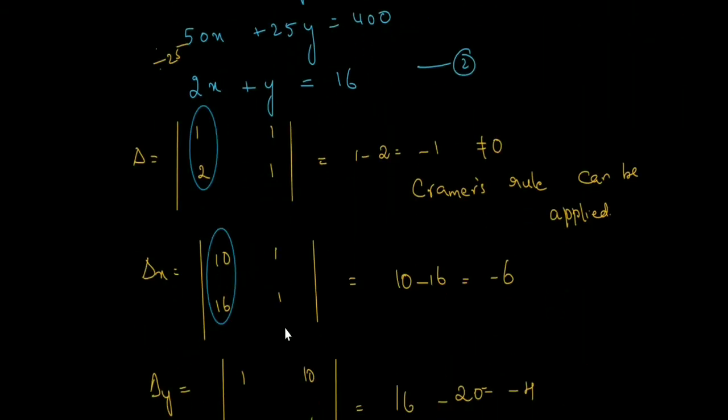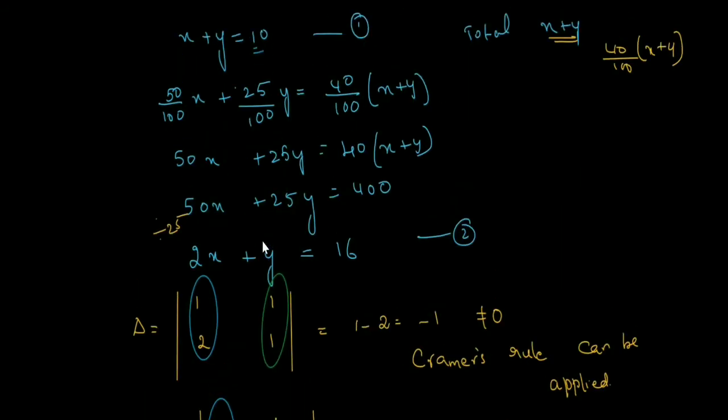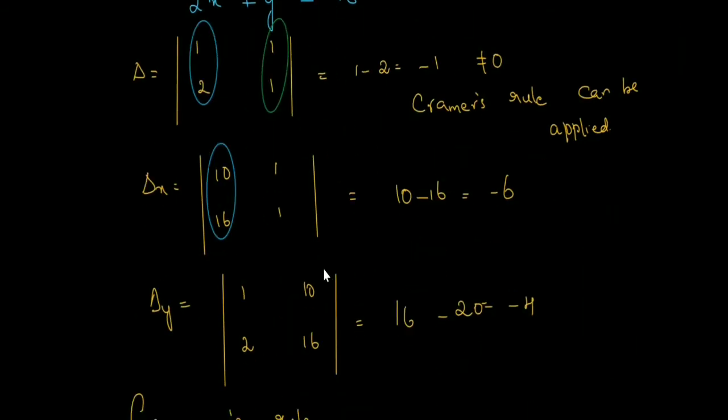The second column stays as it is, and the first column is replaced by 10, 16. Expand this determinant: 10 minus 16 is equal to minus 6. Now we have to find delta y. The second column of delta is 1, 1. You replace it by the constants 10 and 16. Now cross multiply: 16 minus 20, that is equal to minus 4.